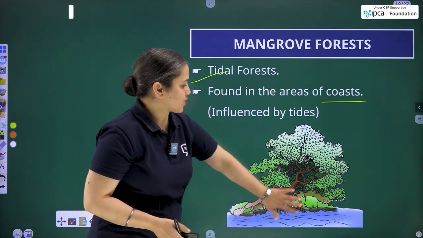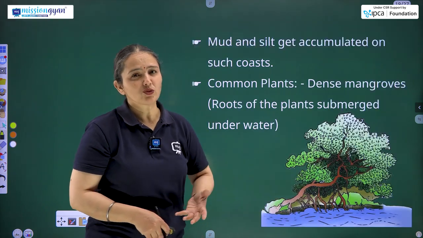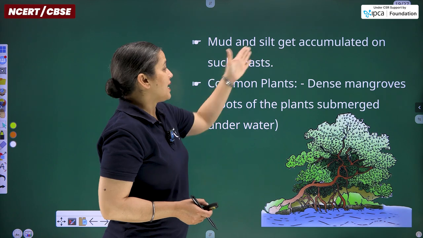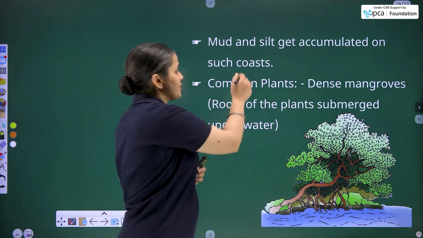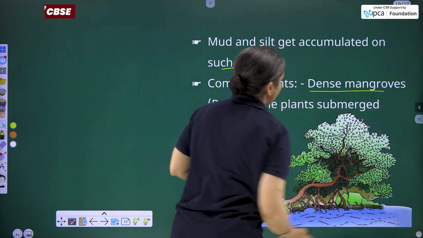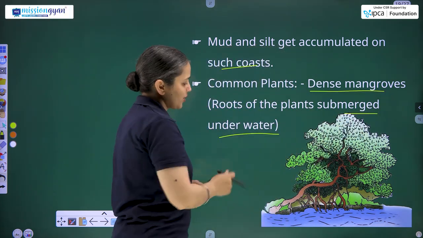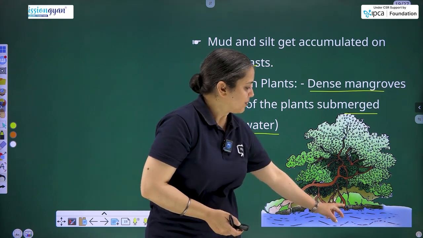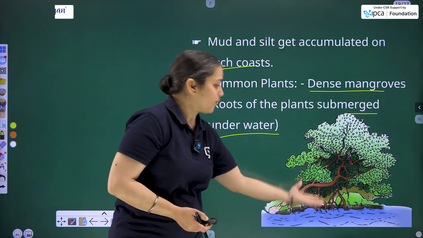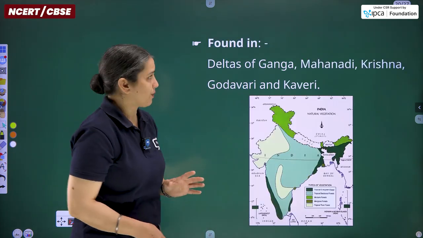I have already told you such kind of vegetation is found almost lying parallel to the ground itself, parallel to the water body actually. Mud and silt get accumulated on such coasts. Common plants found here are dense mangroves. Roots of these plants are submerged underwater, as you can see. In the neap tides, in the low tides, the roots start appearing, and in the high tide, when the water level rises, these roots get submerged in the water body.